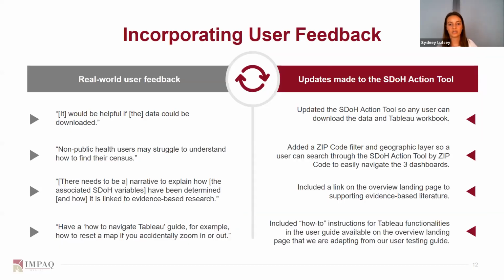So as I mentioned on how we incorporated the feedback for this tool, this chart shows on the left some quotes from the first round of user feedback, and on the right, the appropriate updates that we made to accommodate that feedback. So for example, several of our users said that some more novice users or people not fully ingrained in the data or not familiar with public health may struggle to understand what a census tract is and how to find their census tract.